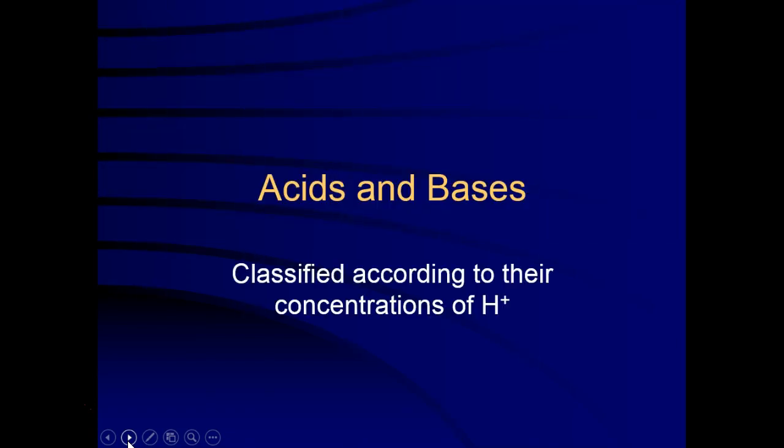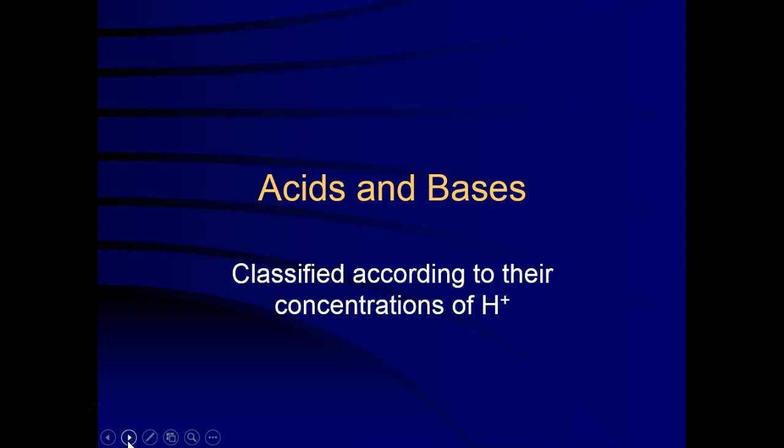Now, acids and bases are classified on how acidic they are or how basic they are by their concentrations of hydrogen ions. We saw that since acids release excess hydrogen ions and bases remove hydrogen ions from solution, that's a good way to classify them, by how many hydrogen ions there are in a solution.